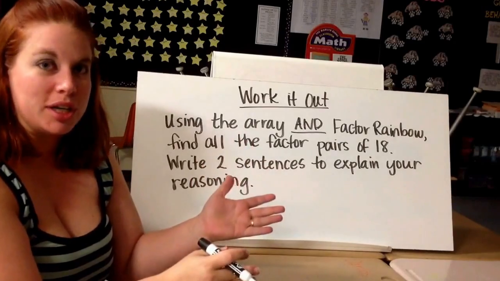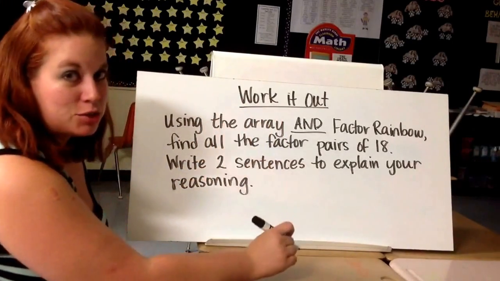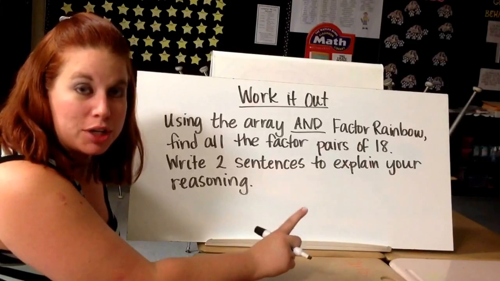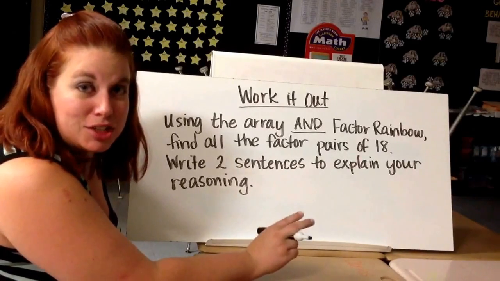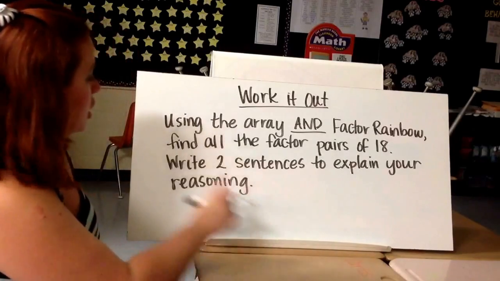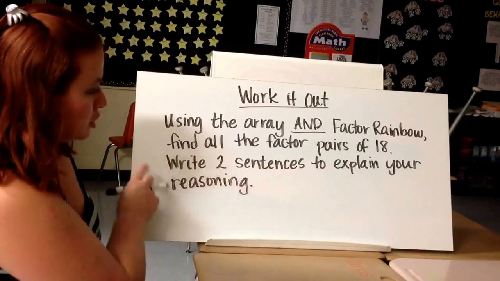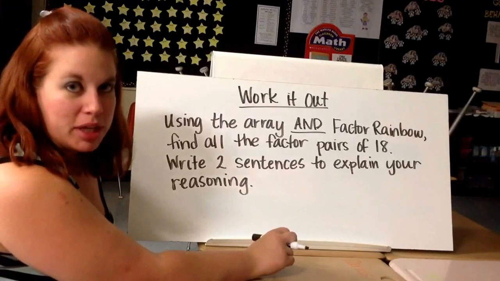So here's your work it out. Using the array and the factor rainbow. So I want you to do both. You're going to use the arrays and then you're going to make a factor rainbow after you find all of your arrays. You're going to find all the factor pairs of 18. Write 2 sentences to explain your reasoning.